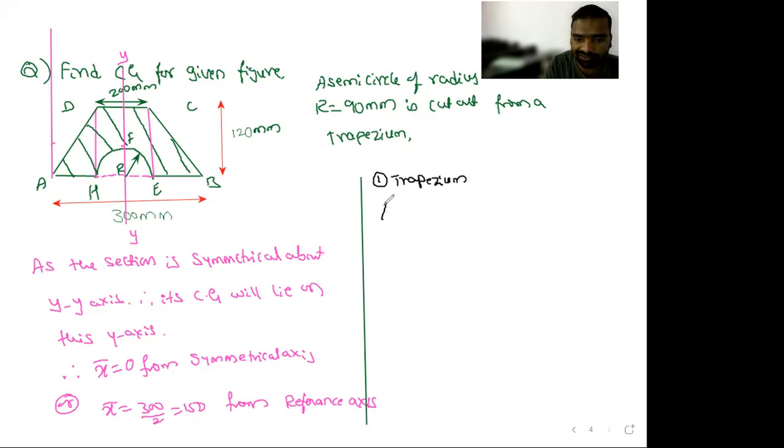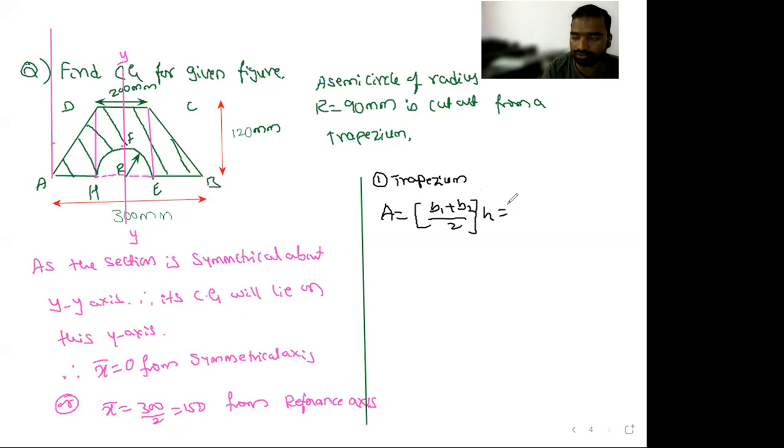Do you all remember the formula for the trapezium? Okay, I will take the larger base at the bottom as b1 and the top as b2. Area of the trapezium is equal to b1 plus b2 divided by 2, into height h. Everyone understood? You have to remember this one.